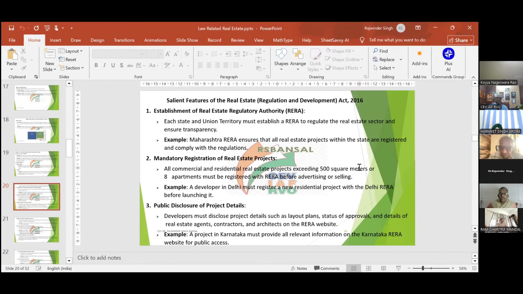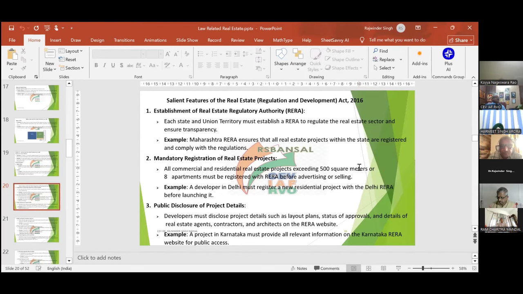For example, Maharashtra RERA ensures that all real estate projects within the state are registered and comply with the regulation. So all real estate developers have to get themselves registered with the RERA of that particular state before starting any project. And it has to be constructed, accomplished as per the RERA Act of the state.